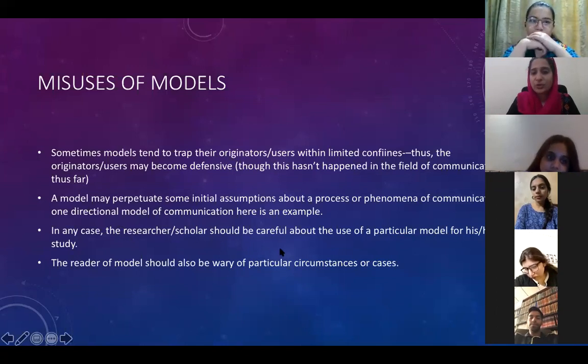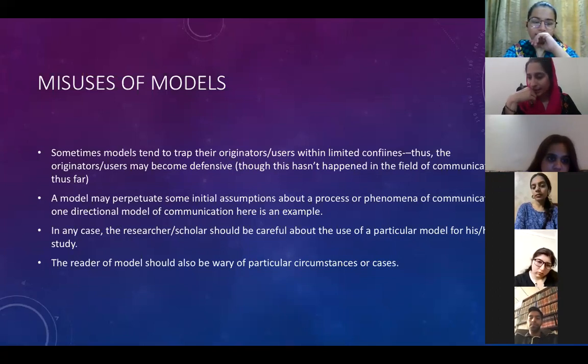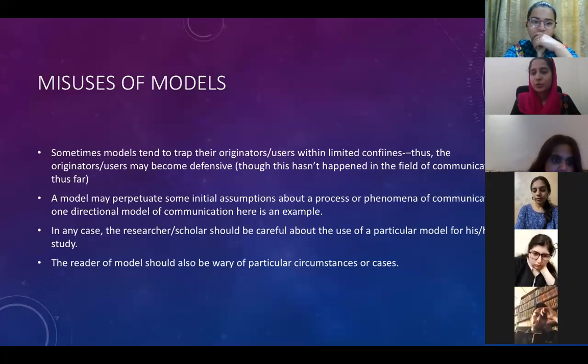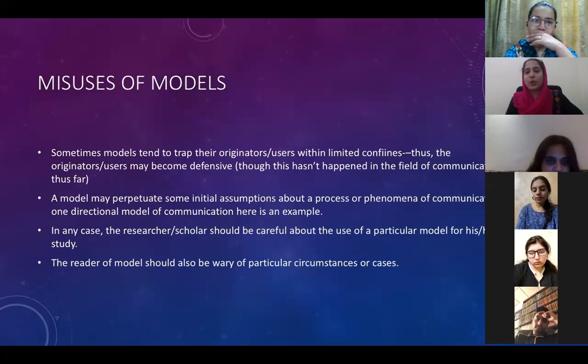The researcher or scholar should be careful about the use of a particular model for his or her study. For example, if I am doing research related to the effects of television, I should be careful about what particular model I use for my study. If any of this confuses you, you shouldn't be worried, because very soon these lectures will become interesting, especially when we start discussing actual models. We will do this from our next lecture, which will be on Friday. Okay?